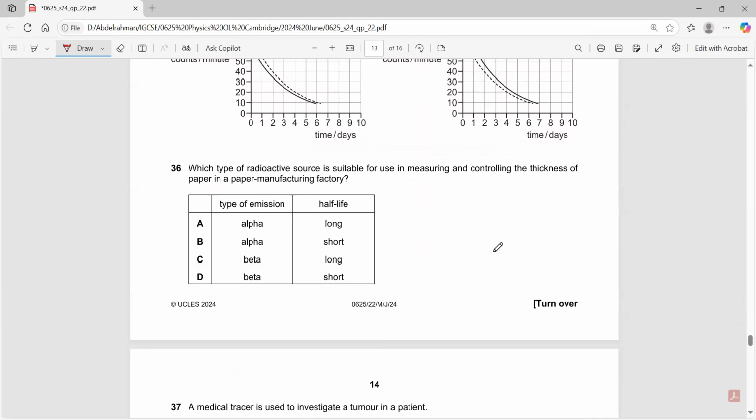Which type of radioactive source is suitable in measuring and controlling the thickness of paper in a paper manufacturing factory? Can I use alpha? No, I cannot use alpha because alpha wouldn't be able to penetrate the paper. Okay, so I should use beta. Long or short half-life? Should I choose short half-life? So no, not short. When I'm talking about short half-life, I'm talking about milliseconds, microseconds. We don't need these very short half-life beta emitters. We need slightly longer beta emitters.